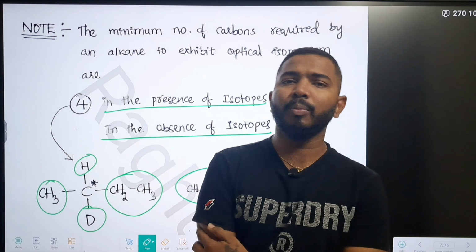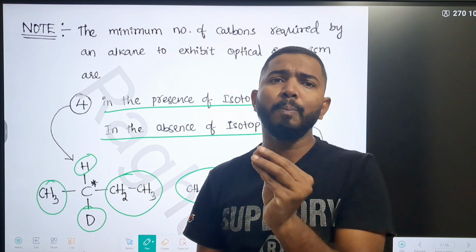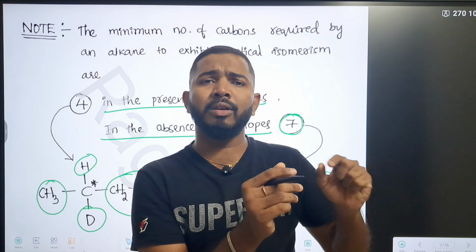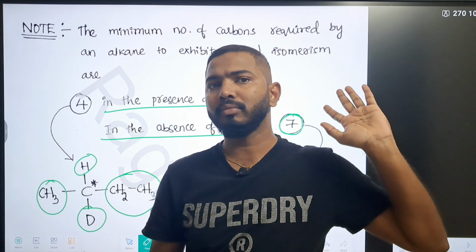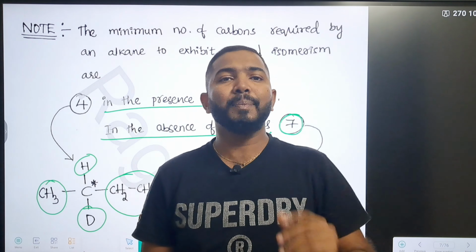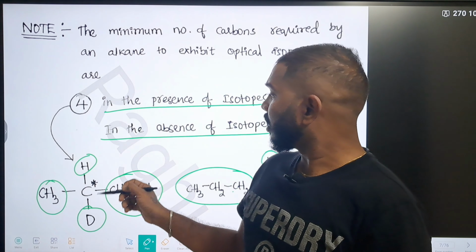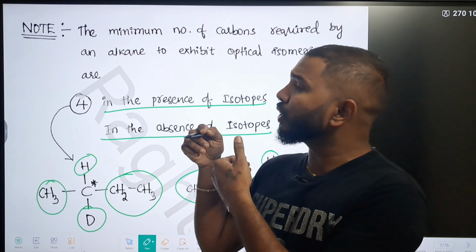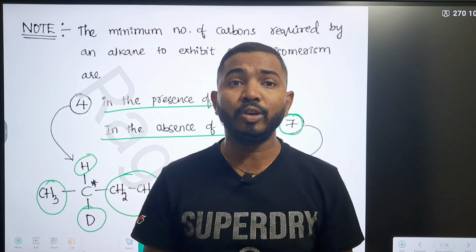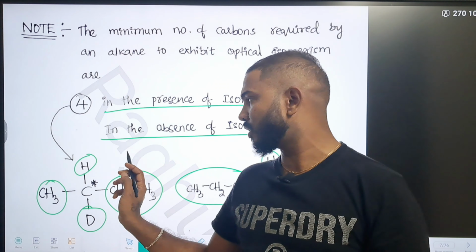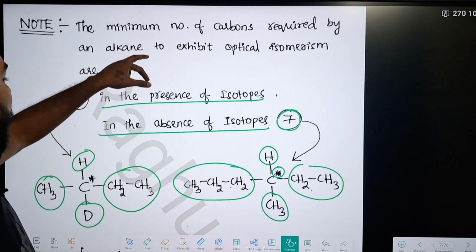Yes, the questions are possible. Questions could be asked from anywhere. If they don't mention anything, generally the minimum number of carbons for an alkane to have an optical isomer is 7. Without any doubt we can go with that. But there are a few questions asked in previous exams, that is, the minimum number of carbons required by an alkane to show optical isomerism with its isotopes, then it is going to be 4. Clear? Right. So we need to focus a little on that point.